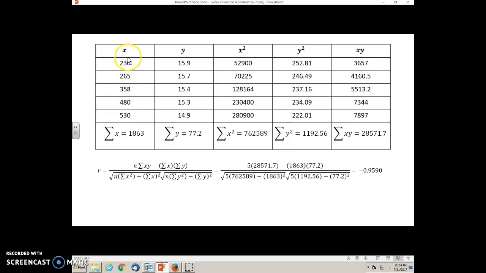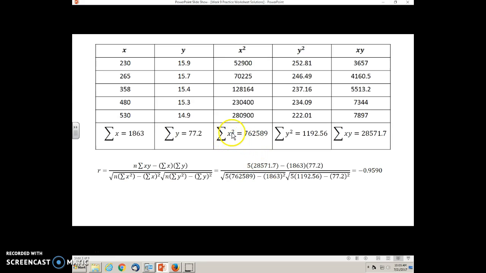So the data values in the X column are simply taken from the original table, and the data values in Y are taken from the original table. You need to make sure they are in the same order, so they should be the same ordered pairs as in the original table. Then you just work across. You calculate X squared by squaring the X value, Y squared by squaring the Y value, and XY by multiplying X times Y. Then you add each column together.